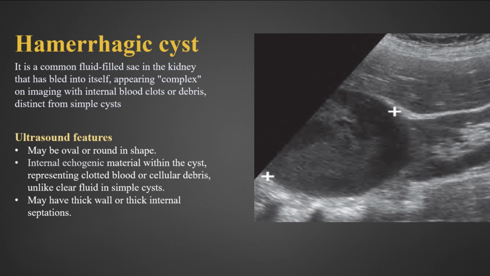Here we can see the longitudinal view of the right kidney, and it shows an oval-shaped hemorrhagic cyst at the upper pole of the right kidney, and it is causing the distortion of the normal renal parenchyma. And this hemorrhagic cyst is showing the internal debris content, and this debris content may be due to the clotted blood.